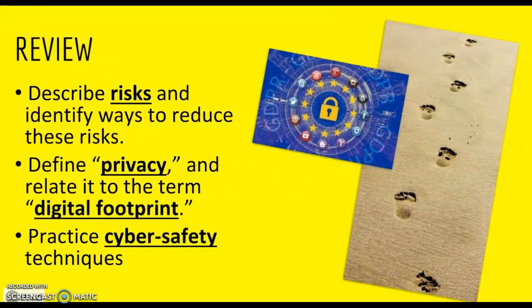All right, guys, so we made it to the end of Module 1. Here's what we talked about. Number 1, we described the risks and we identified ways to reduce these risks online. We defined what privacy was and we related it to the term digital footprint. And last but not least, we practiced cyber safety techniques. Mr. Stitt gave you several examples of how to stay safe online, so I hope you'll utilize these in the future.